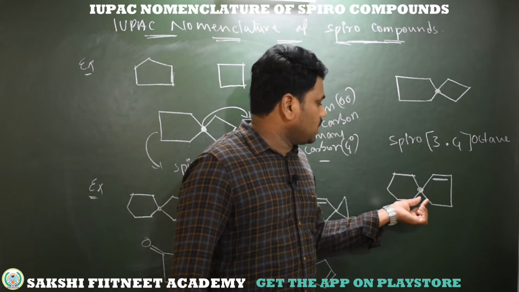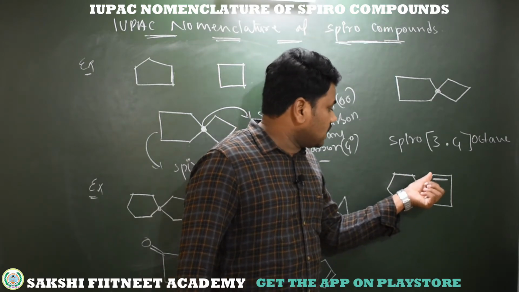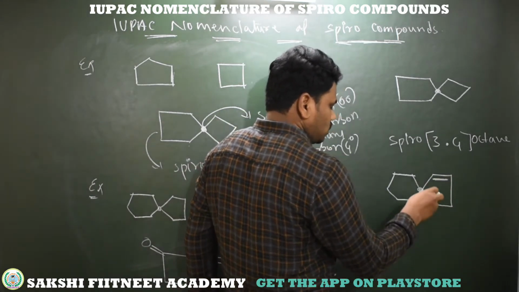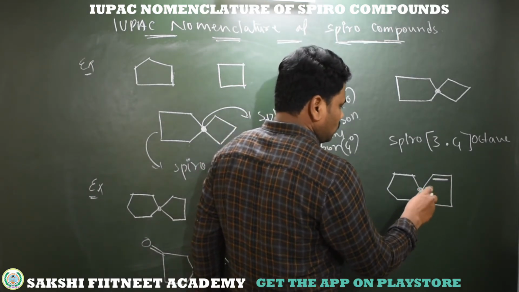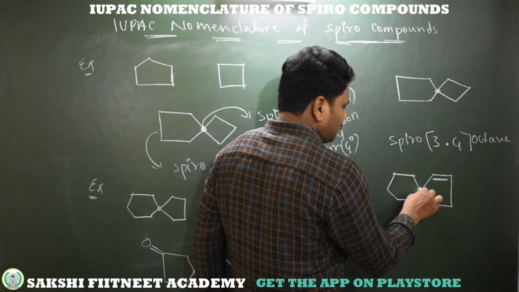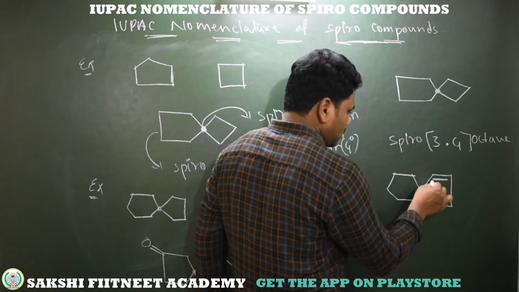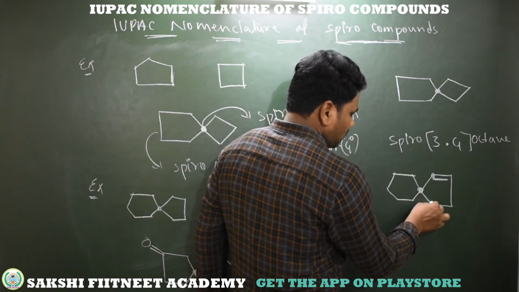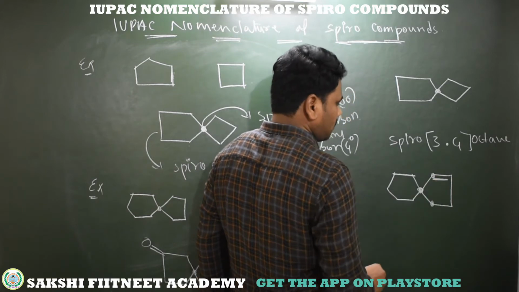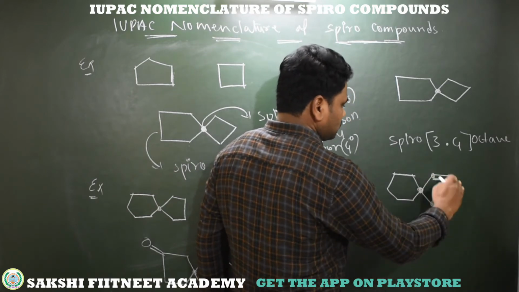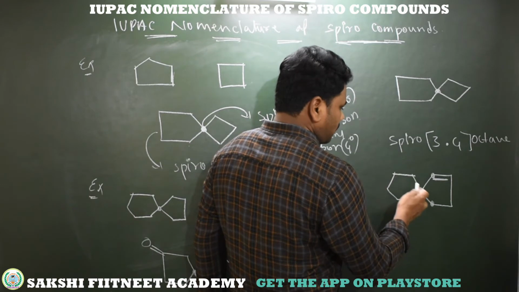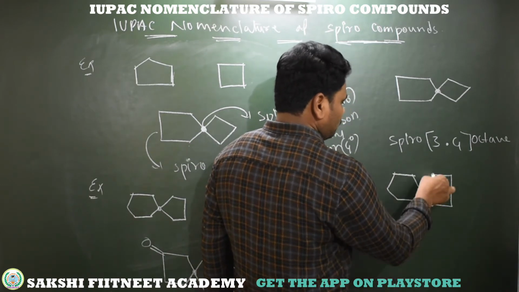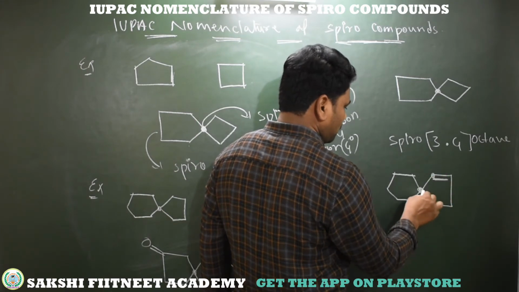So the numbering should start from the carbon which is adjacent to this common carbon. This is a small ring, so we should start numbering from the small ring, from the carbon adjacent to this common carbon. Here this is the carbon adjacent to the common carbon, and this is also a carbon adjacent to it. So from the small ring to the large ring through the spirocarbon, I can start numbering from either of these two adjacent carbons.